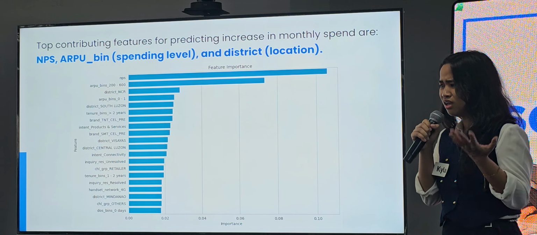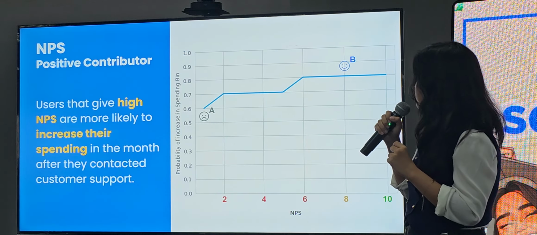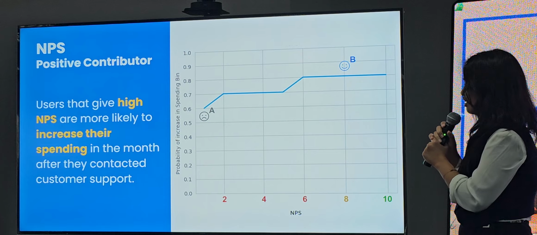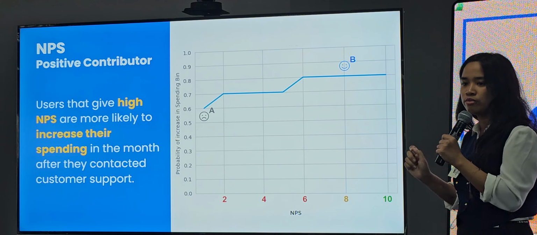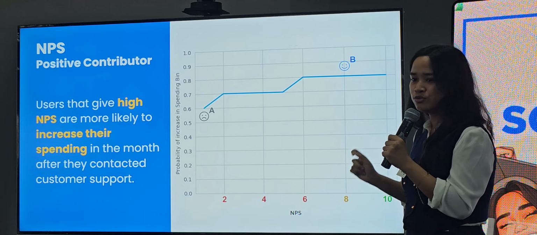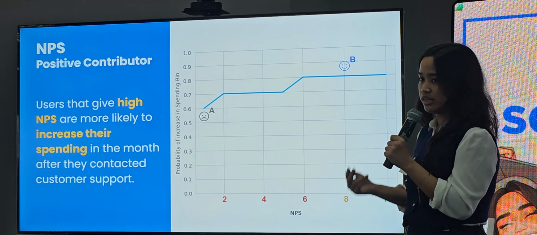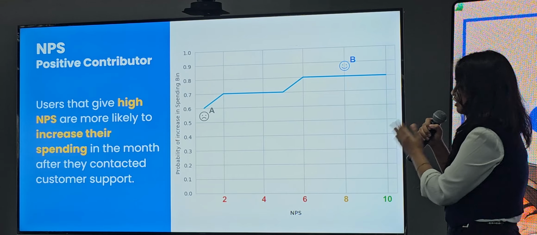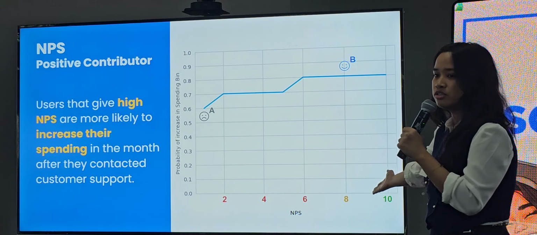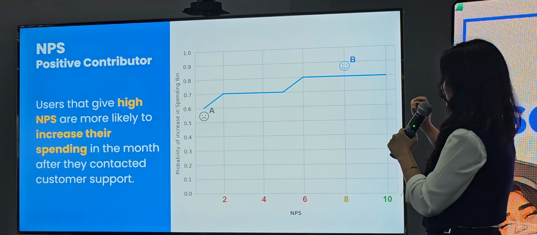We'll showcase several plots. On the y-axis we have values from 0 to 1. This is the probability of how likely a user will increase their spending level in the month after the NPS survey. This probability is plotted against the Net Promoter Score, seen on the x-axis, from 1 to 10. Here we have some example users.